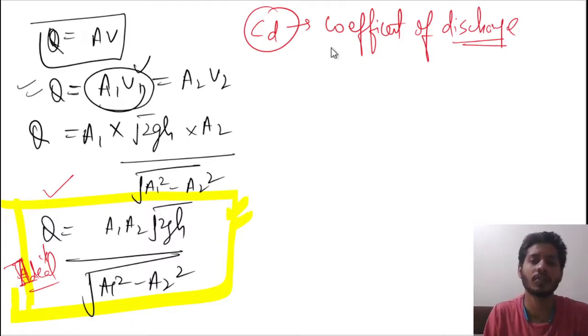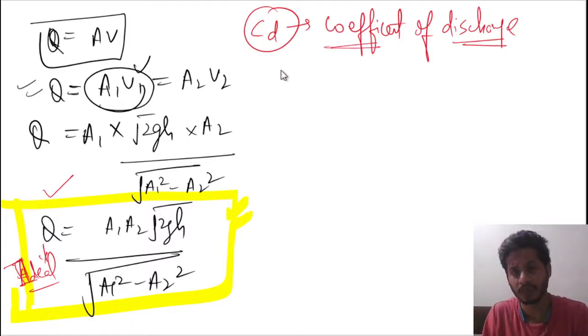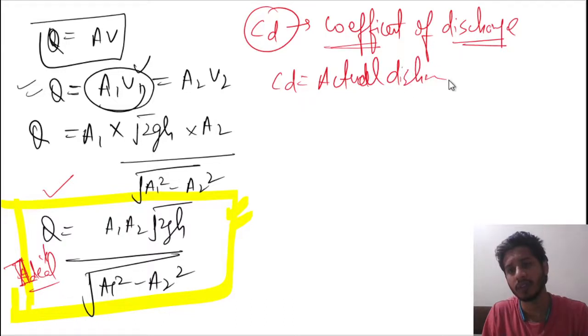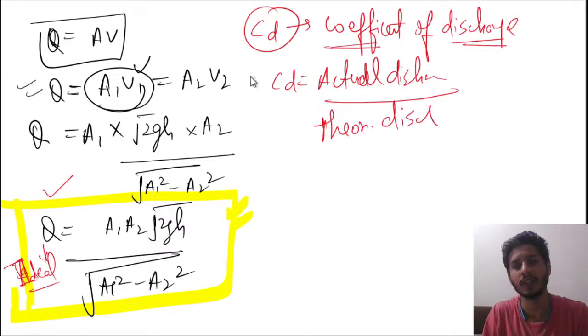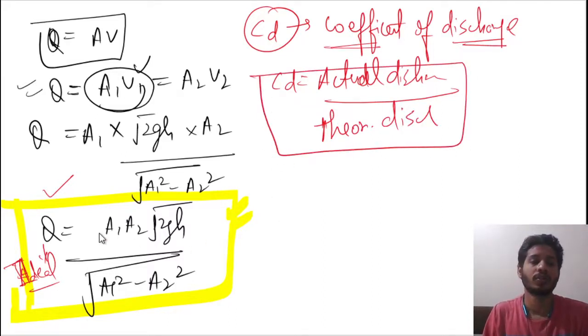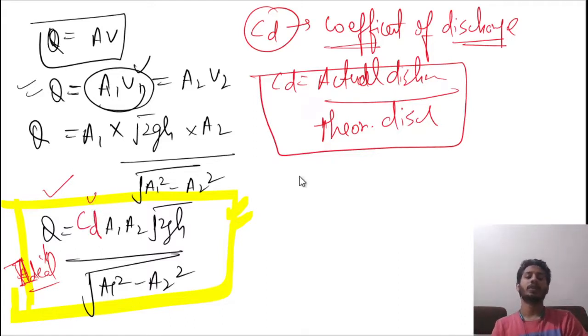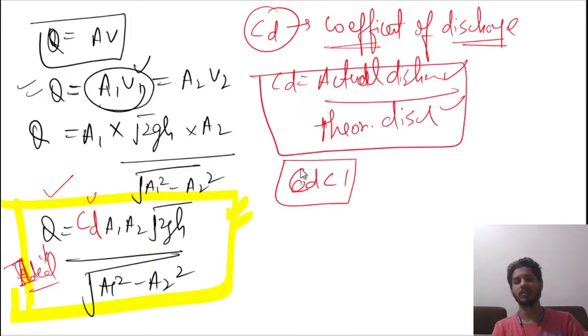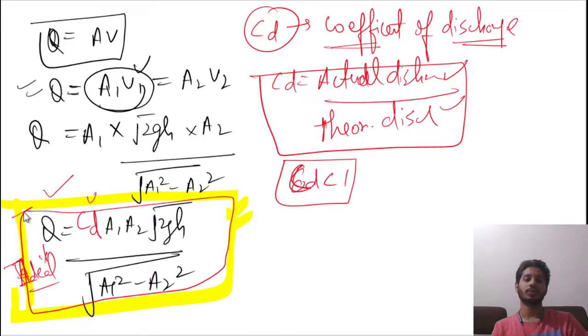So this is basically the coefficient of discharge, which is the ratio of actual discharge to the theoretical discharge. So we can also add this factor here, CD. This is the coefficient of discharge, and its value will always be less than 1, obviously, because actual discharge will be less than the theoretical discharge. So this is the discharge through the venturimeter.